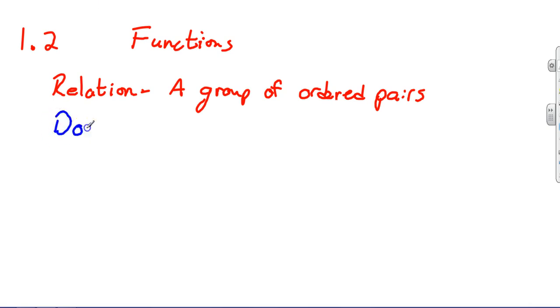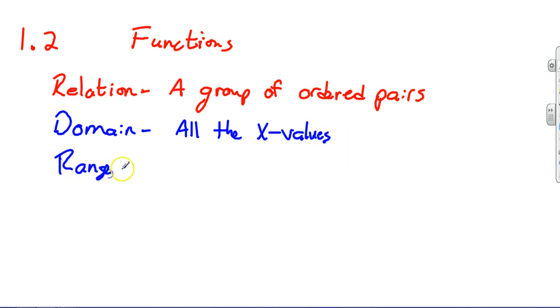They're going to throw out a couple of options when we talk about this. The domain. The domain is basically the x values. And then the range, well, that's just all your y values.